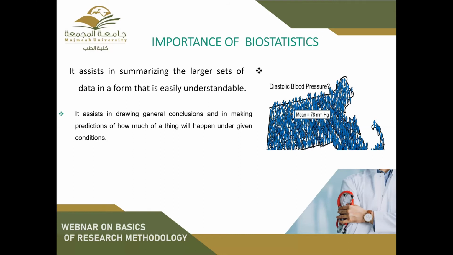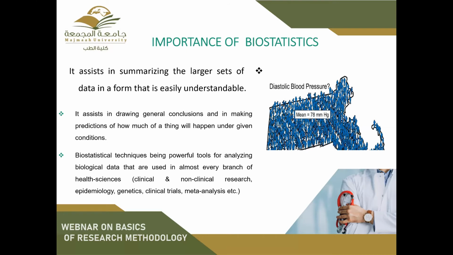It assists in drawing general conclusions and making predictions of how much of a thing will happen under given conditions. A patient is diabetic, hypertensive, and has dyslipidemia. What is the probability, or what are the chances, that in the coming 5 years he or she will develop heart disease? These techniques are so powerful that they are used in almost every branch of health sciences, including clinical, non-clinical, dental sciences, allied health sciences, epidemiology, genetics, meta-analysis, and clinical trials. It's there to assist you in journalizing your results and analyzing your data.